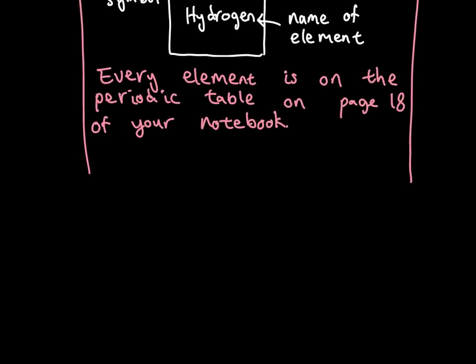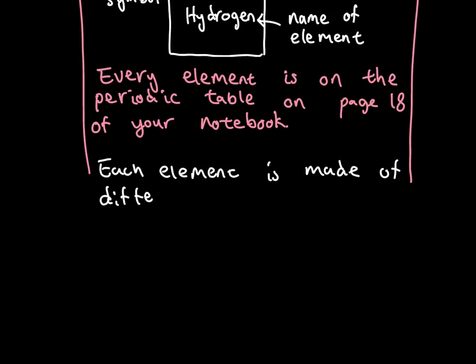Skip a line, and the next fact, let me change the color, is each element is made of different atoms. Because each element has a different atomic number, that means each of them are different from each other. So oxygen elements are all different from hydrogen elements, and every other element on the periodic table all have different atoms.